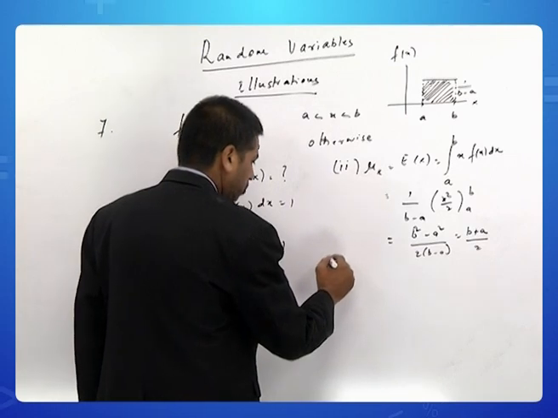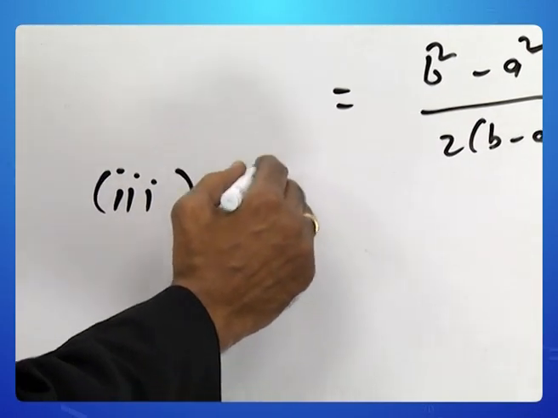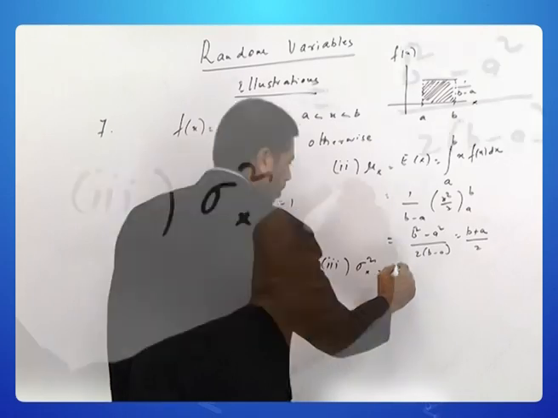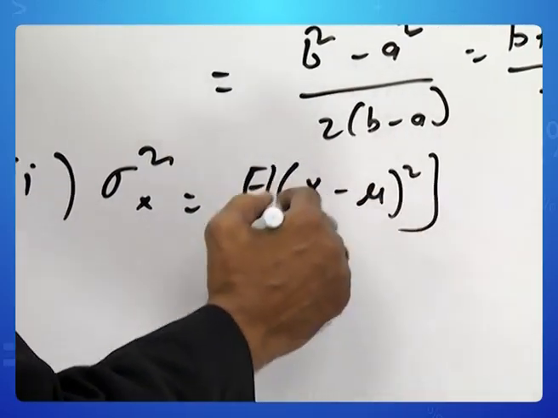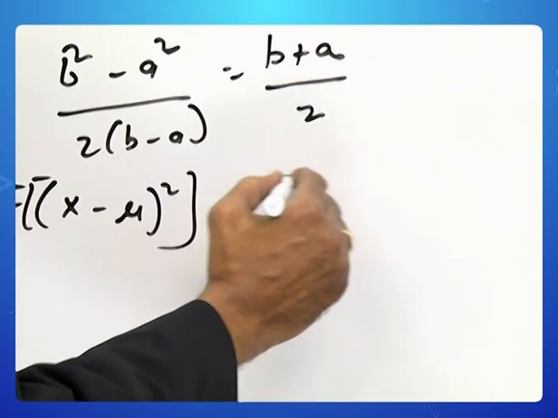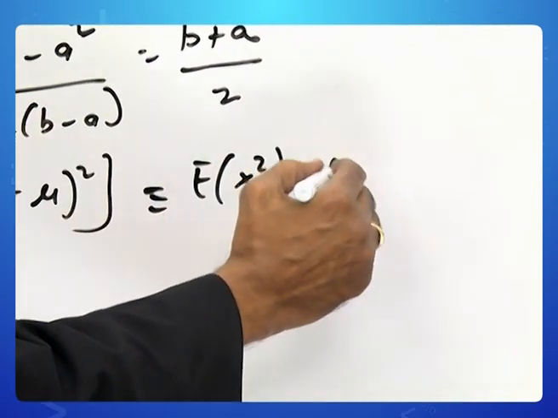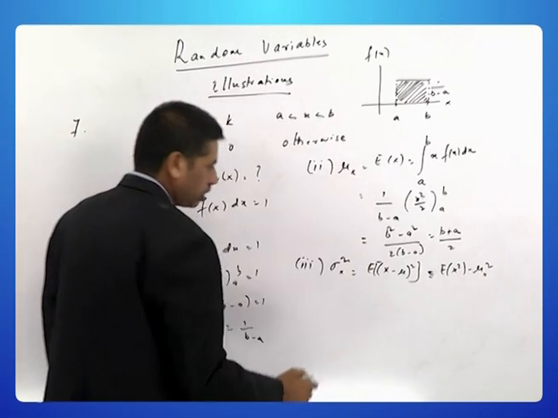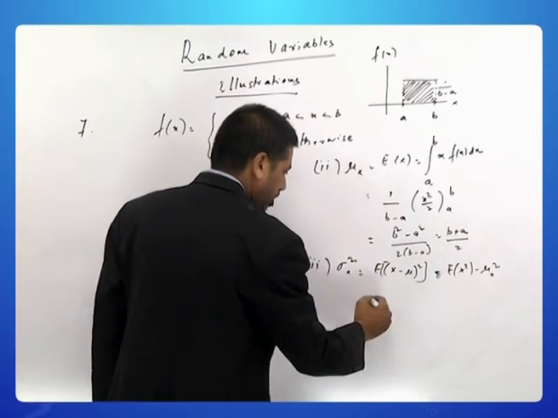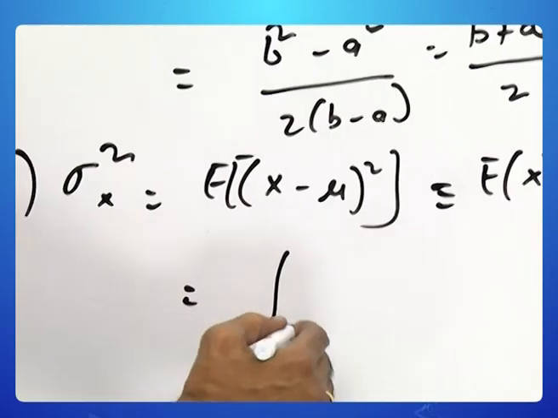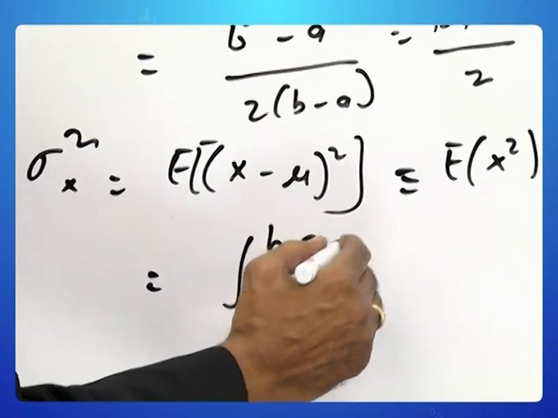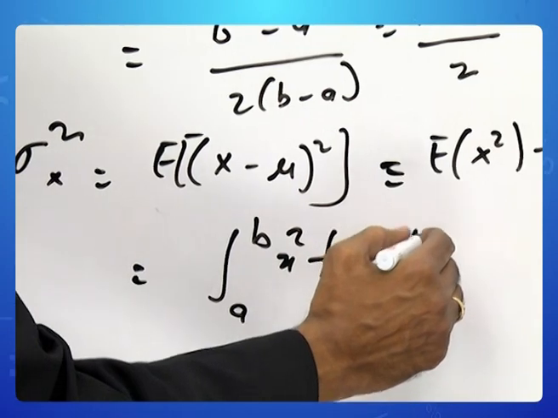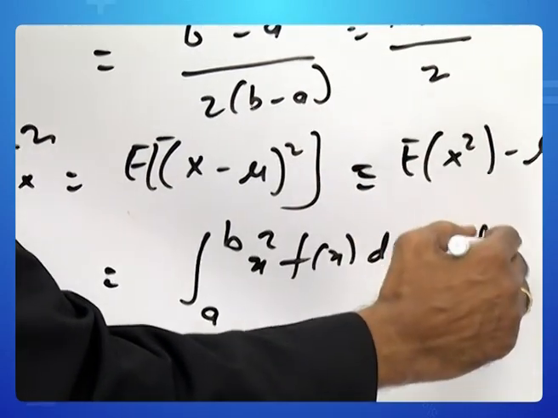Now we come to the main calculation. Variance of x is equal to expectation of x minus mean whole squared. Equivalently, this is nothing but expectation of x squared minus the square of the mean. You can use any of these two formulas. Suppose we do this one, it is integral a to b x square f of x dx minus the mean square.